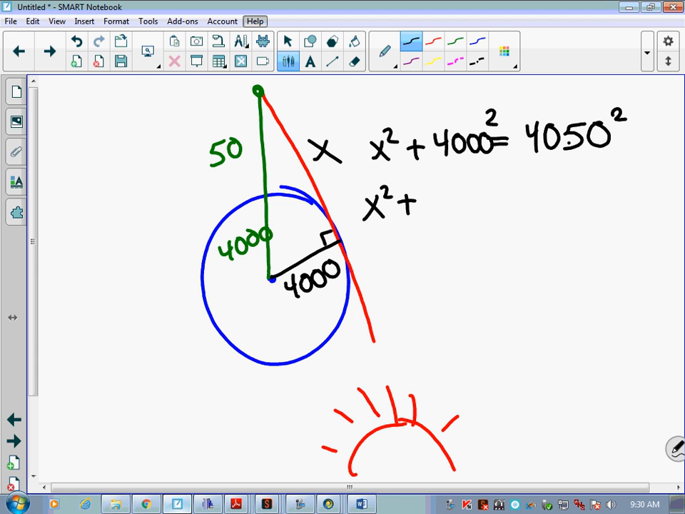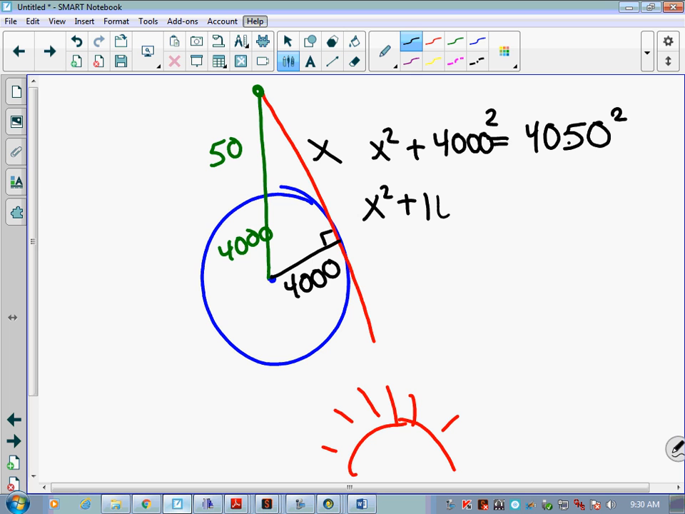4,000 squared, is that like 16 million? Could be wrong. Somebody help me out. 16 million? Are we almost out of time? You guys are acting like some of you are packing up. Well, then help me out real quick, because you probably want the answer to this if you know it's going to be on the test.